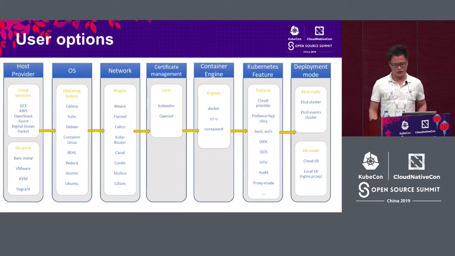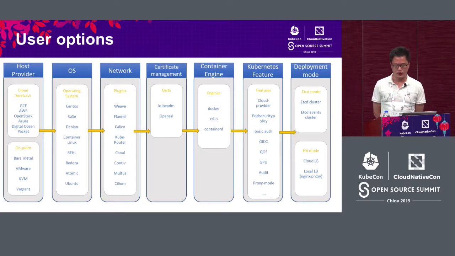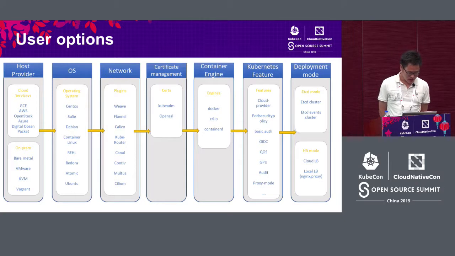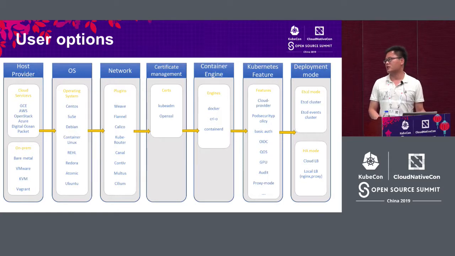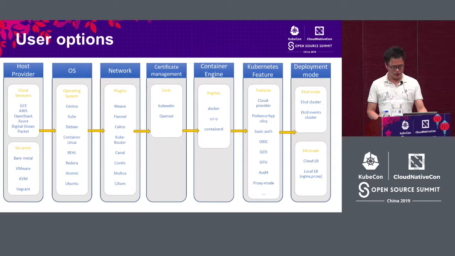Now let's look at the user options provided by Kubespray: host provider, OS, network, certificate management, container engine, Kubernetes features, and deployment mode. Host provider, I'm not going into details. For OS, we have CentOS, SUSE, Debian, Container Linux, Red Hat, Fedora Atomic, and Ubuntu. For network plugins, it depends on your underlying architecture. For example, Flannel, you can use host gateway to separate the control plane from other planes. Container engine, we support Docker and CRI-O, which is only supported under Red Hat.